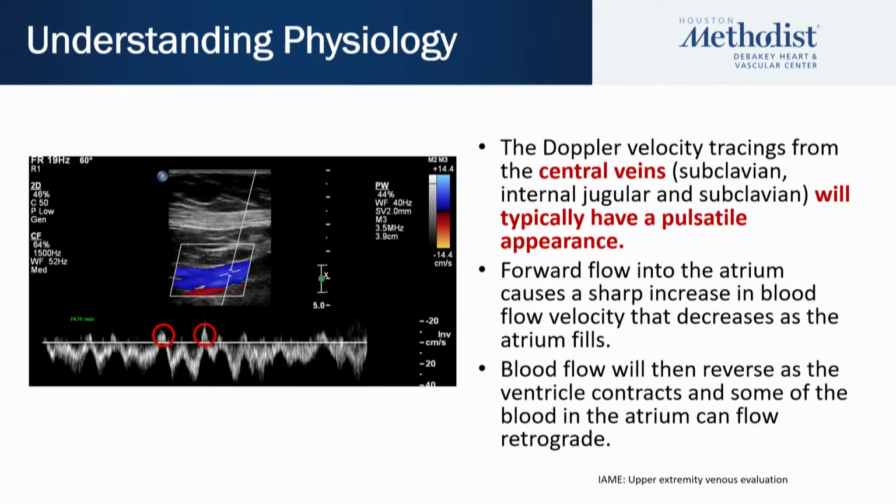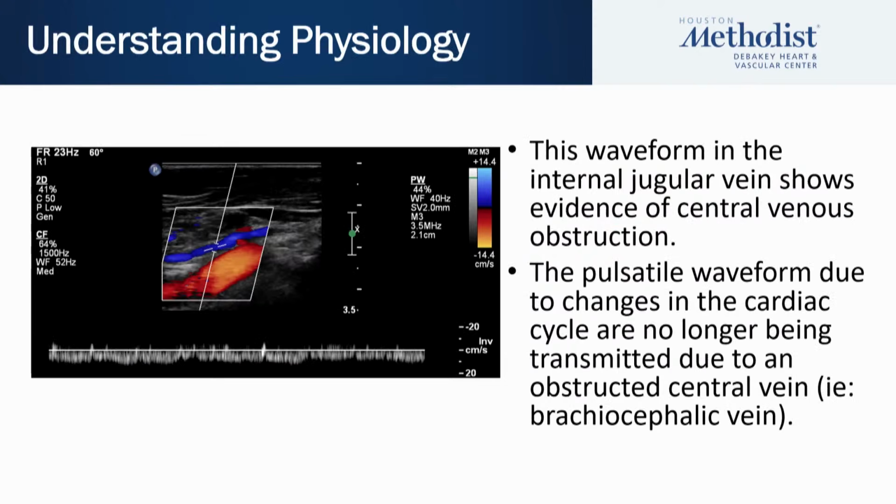As the atrium fills, that forward flow tends to decrease, and as the ventricle begins to contract, some of the blood in the atrium can flow retrograde, and these are the spikes that we see above the baseline. This is normal in the upper extremities. In the lower extremities, this can potentially be a normal finding, but sometimes it can be pathological. We're going to go into more detail once we get to the lower extremities.